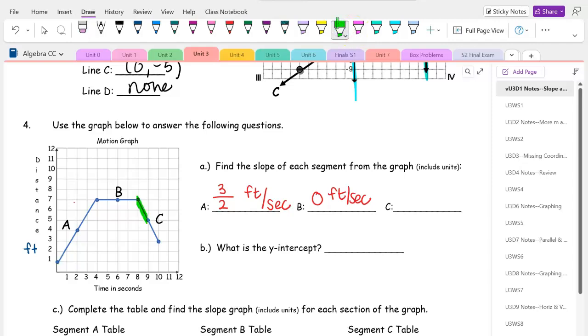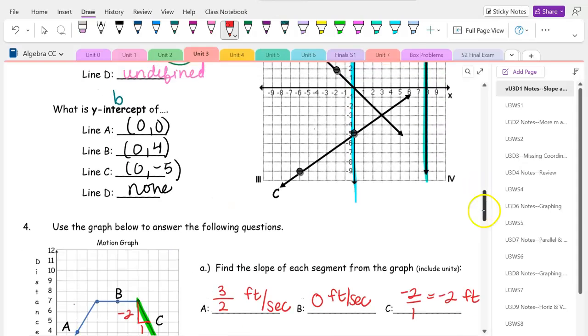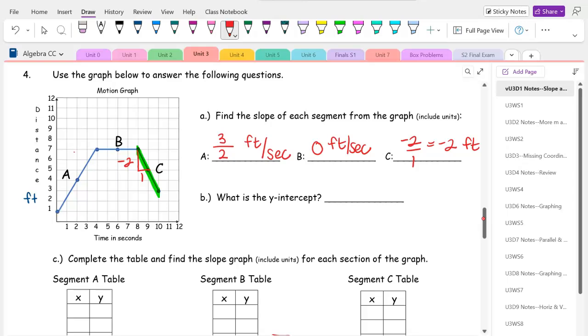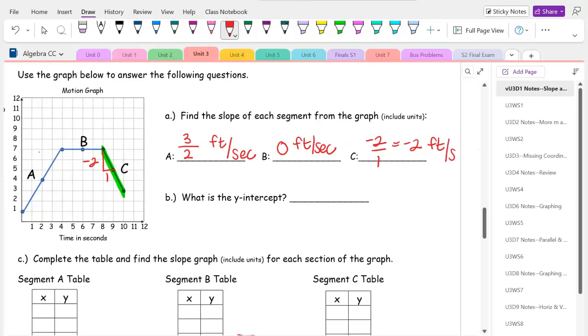All right, now let's go ahead, segment C. I want you to notice it's decreasing, it's going downhill. That means you should go down first and then over. Down 2 over 1, -2 over 1 simplifies to just -2 feet per second. Y-intercept, again, is where we hit the y-axis right there, and that is 0, 1.